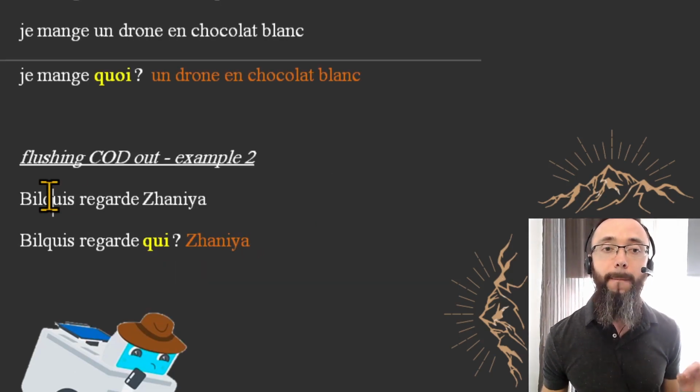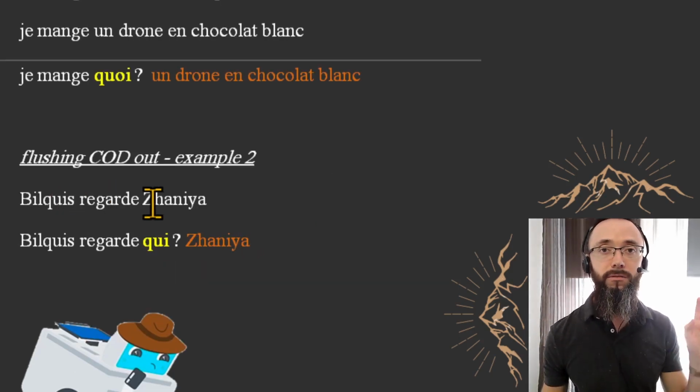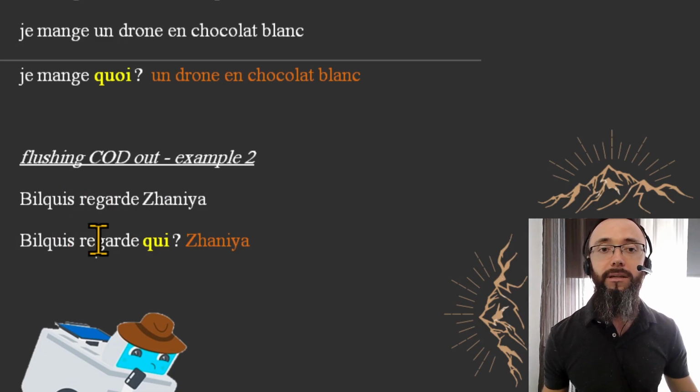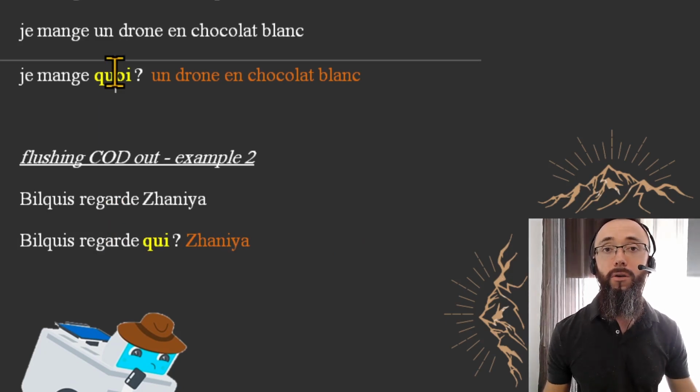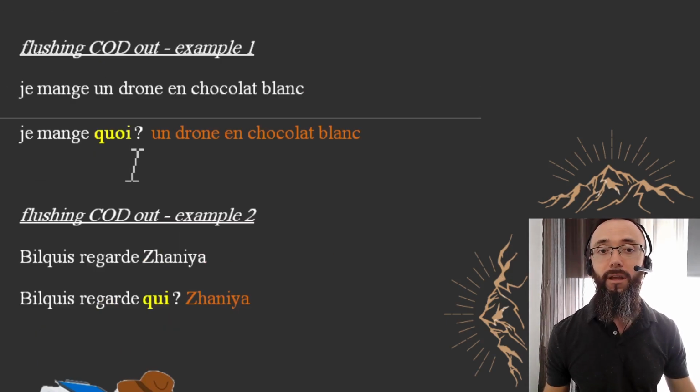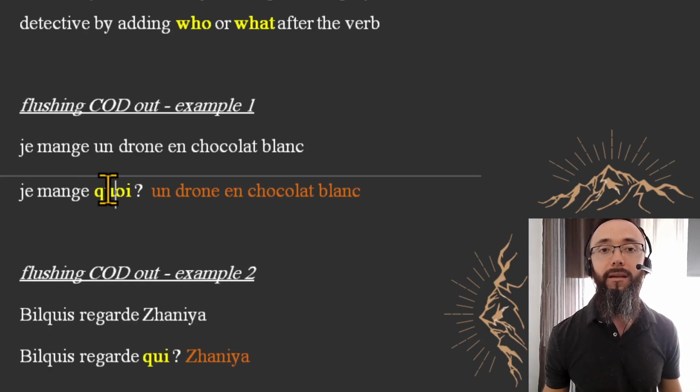Example 2. Bilkis regarde Zania. Two women. Bilkis regarde qui? Who is Bilkis watching? Zania. And here I added qui, so who or whom instead of what. That's how you spot it, by adding the question word who or what after the verb.